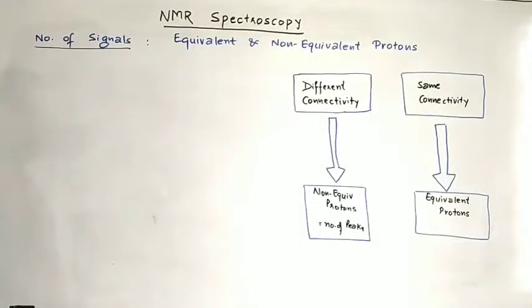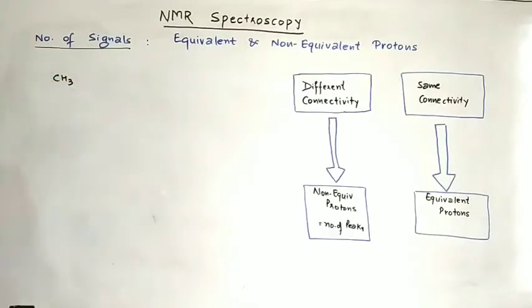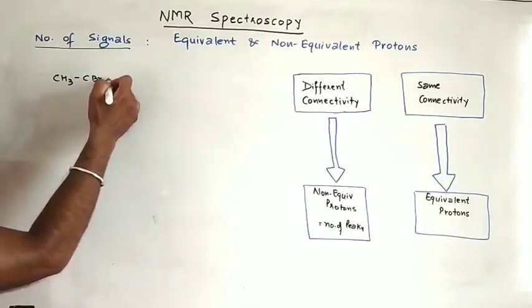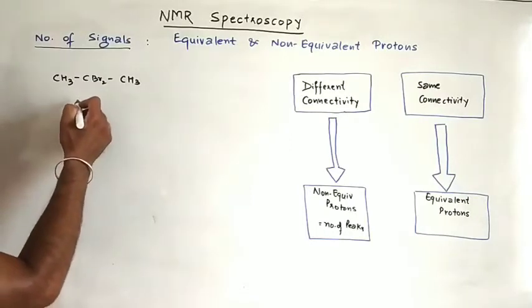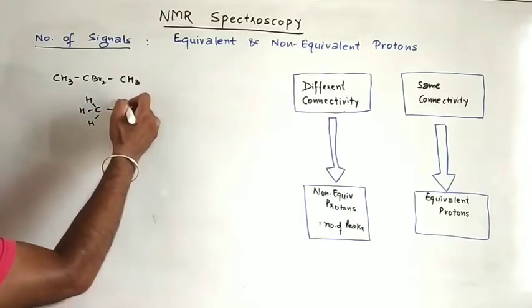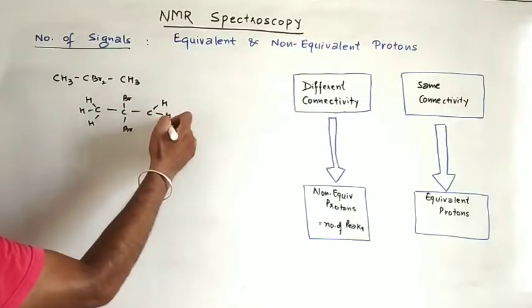In this lecture, we will discuss more problems and learn how to find the equivalent and non-equivalent protons. The next example is CH3 CBr2 CH3. So we're going to find the number of types of protons. So just open the structure. So this is 2,2-dibromopropane.